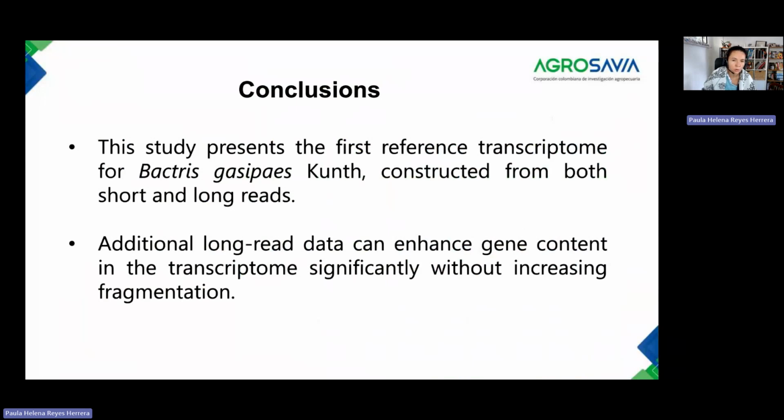So for the conclusion, this study presents the first reference transcriptome for Bactris gasipaes, constructed from both short and long reads. And well, we think that additional long read data can enhance gene content in the transcriptome significantly without increasing fragmentation. We are trying to obtain more data.